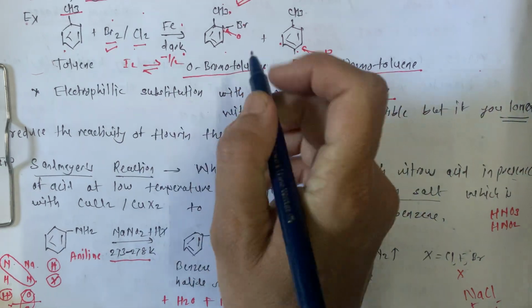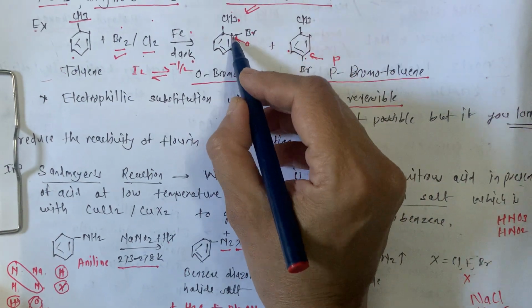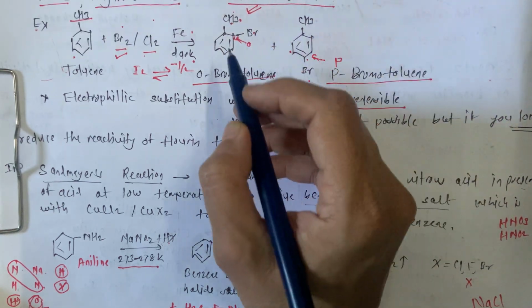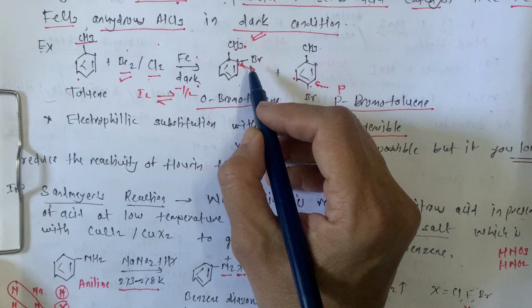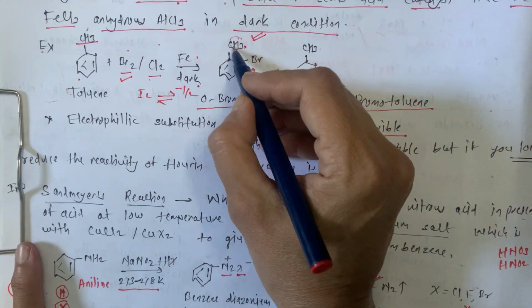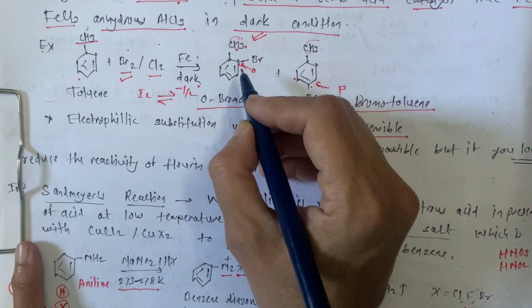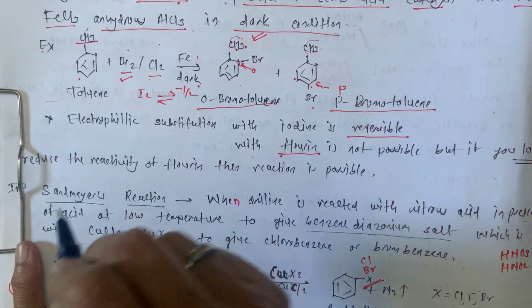Okay, so these are the two products. This is the ortho position while this is the para position with respect to this CH3. This thing we studied in 11th standard also: whatever the substituents on the benzene, it decides at which position substituents are going to attach.